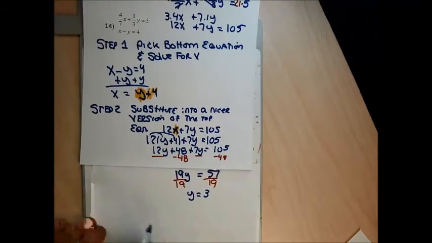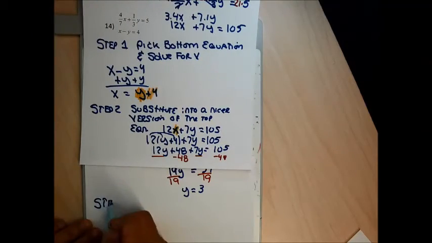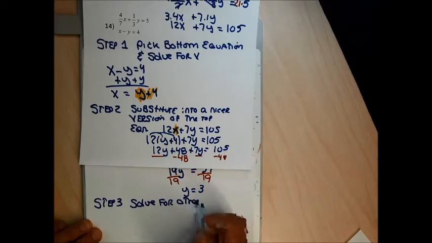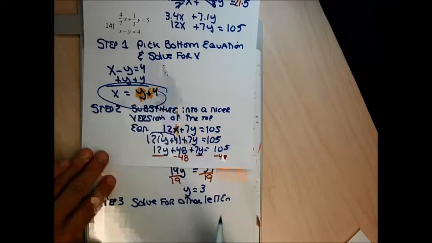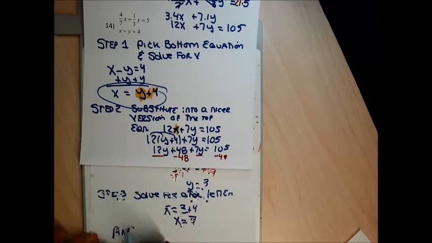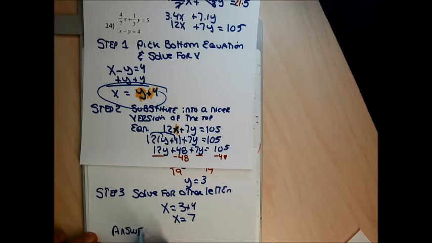On to the third step. Solve for the other letter. That's solving for x. This is the nicest equation to use, but you don't have to use that one, though you'd be smart to use it. So I'm going to go x equals 3 plus 4. That's going to give me x equal to 7. And for an answer to problem 14, I'm going to say it's x equal to 7, y equal to 3. I certainly could check it, but I'll save a second and not check it.